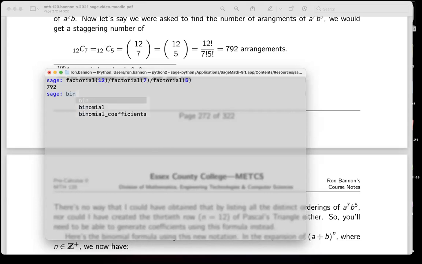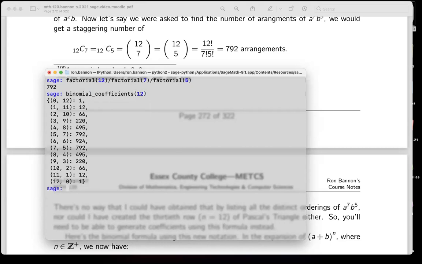One thing I want to tell you, another thing, I'm going to do tab completion, binomial, and I'm seeing the binomial coefficients right now. So I'm going to type in 12. I want to show you what happens. It gives them all to me. Pascal's triangle. 1, 12, 66, 220, 495, 792, blah, blah, blah.